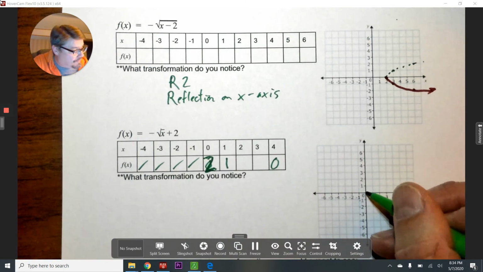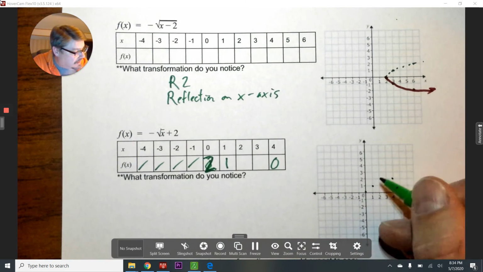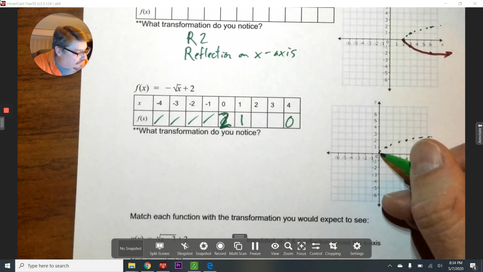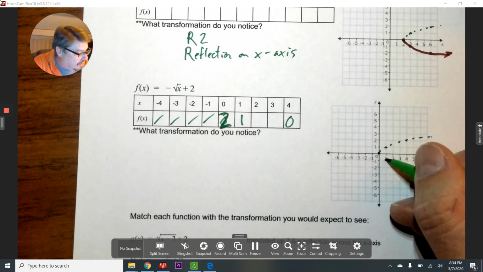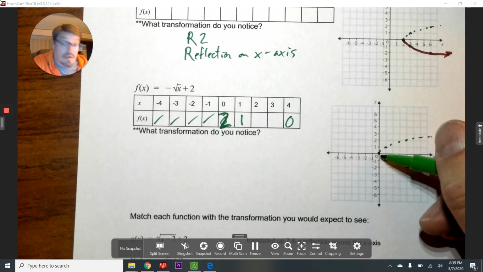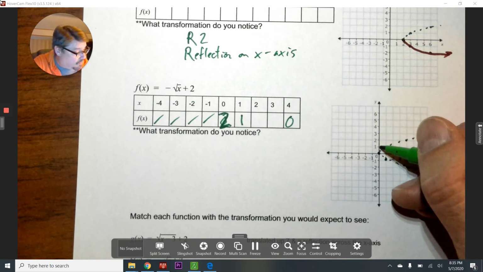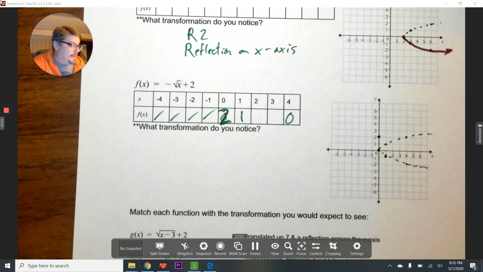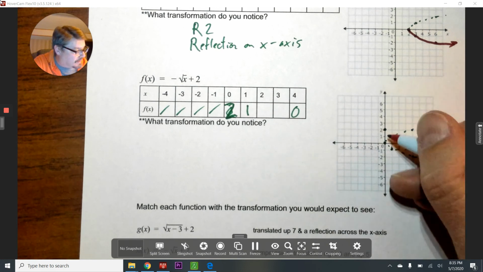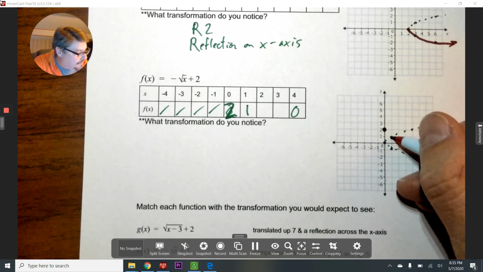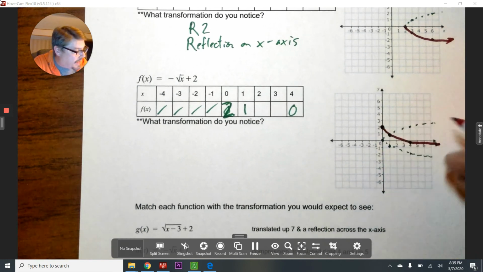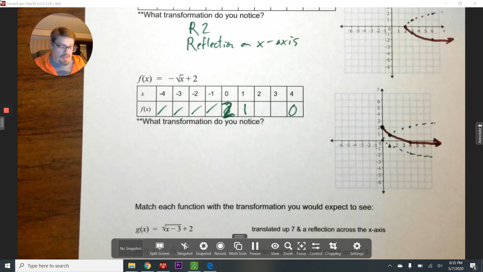Okay, so here's my parent function. This is the normal square root. I'm going to reflect it first. So it's now going to go here, here, here. But then now it's going to go up 2. So 1, 2. So now in red, this is the one that gets reflected, and then lifted. So here, up 2, and up 2. And you can see that that's exactly what our table has.